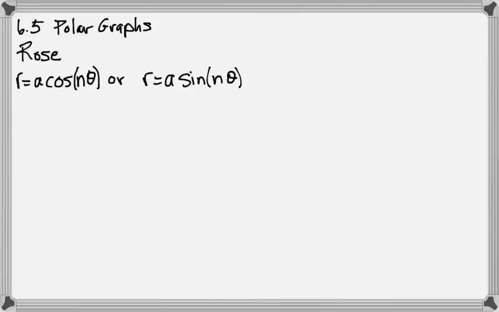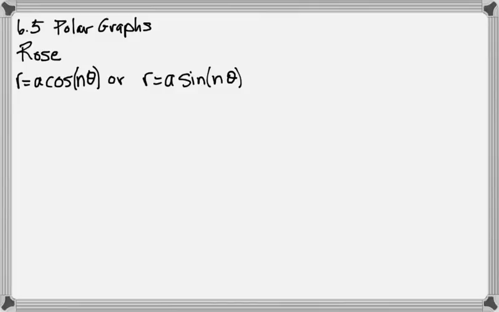Okay. The roses are the most complicated. The other two are fairly easy. It actually gets easier as we go into the lesson today, so we're going to hit the hard part first. It's just a lot of details. How many petals does it have? What kind of symmetry does it have? All that's based on a and n, and whether it's sine or cosine.